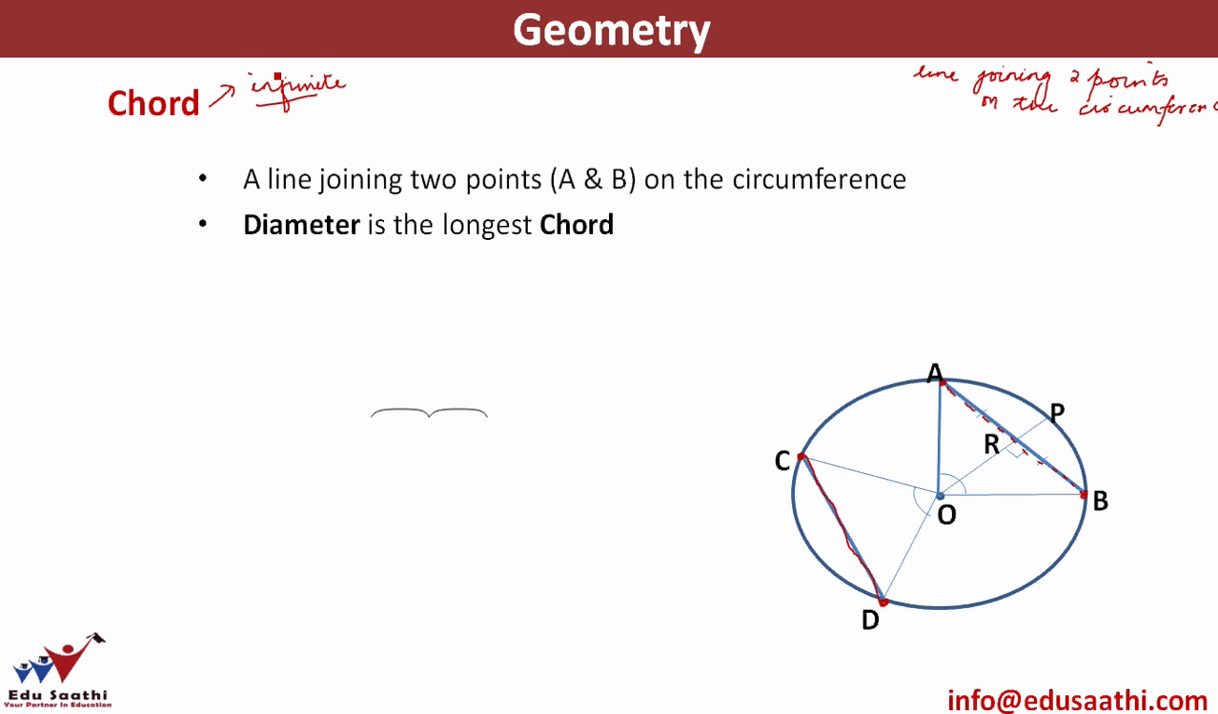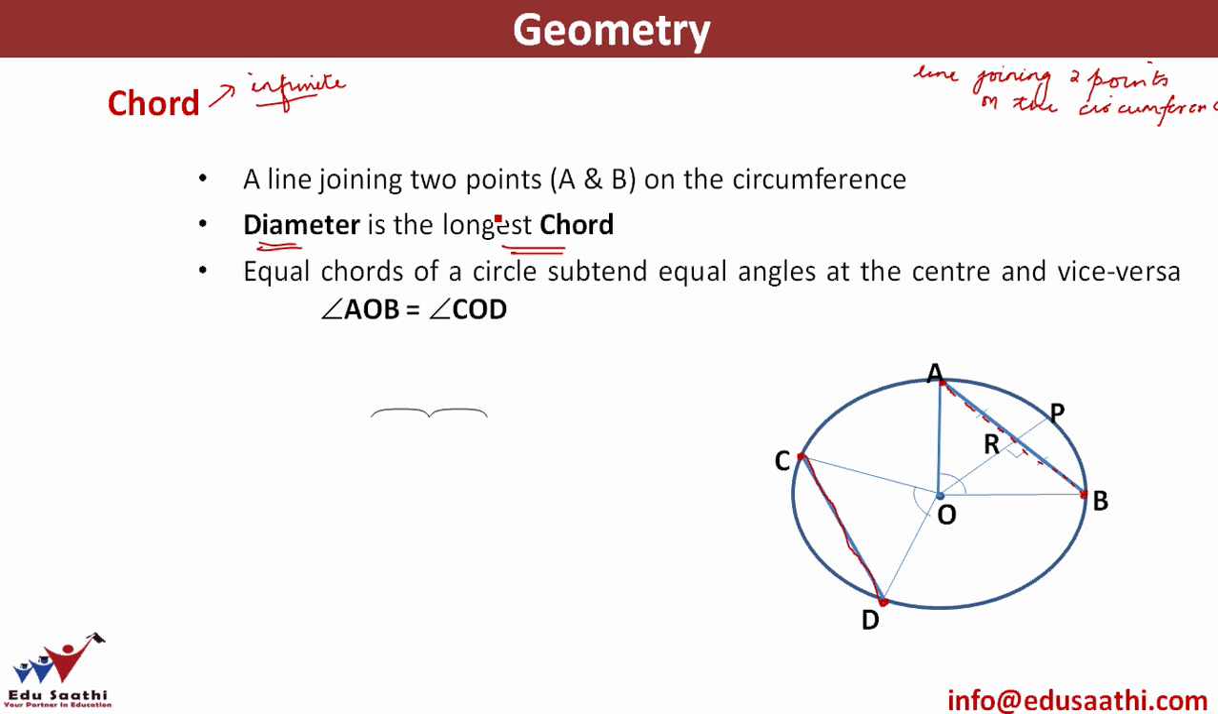So diameter is the longest chord of the circle that I have. I can find out the length of the largest chord, which is the diameter. Now let's look at some of the properties that I have for chord.